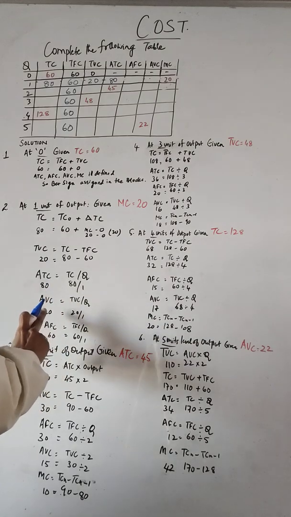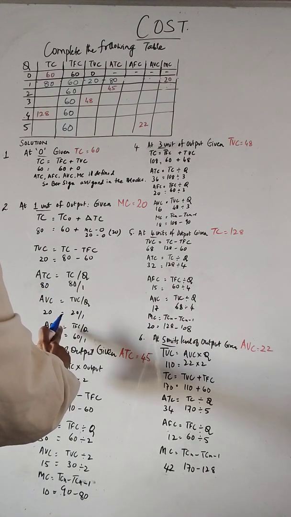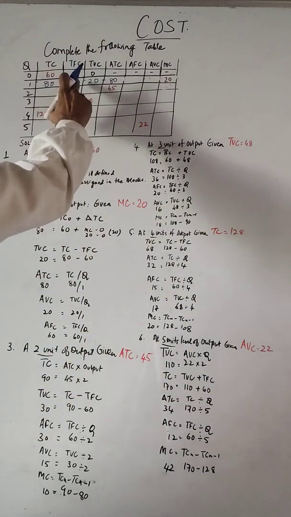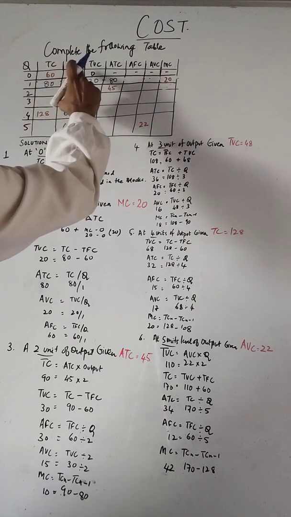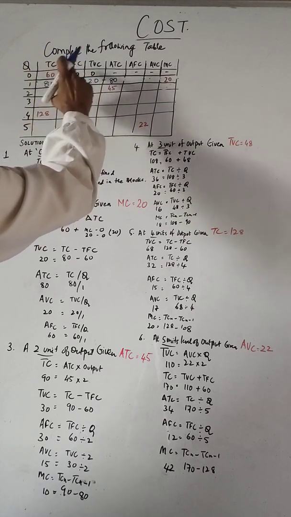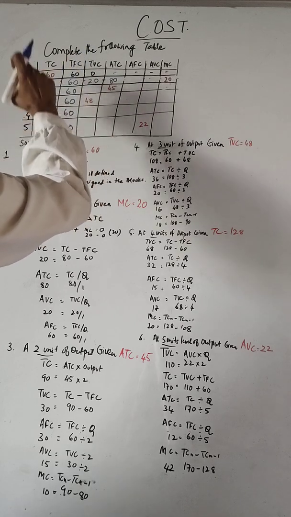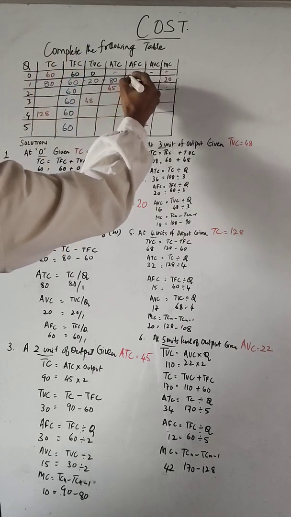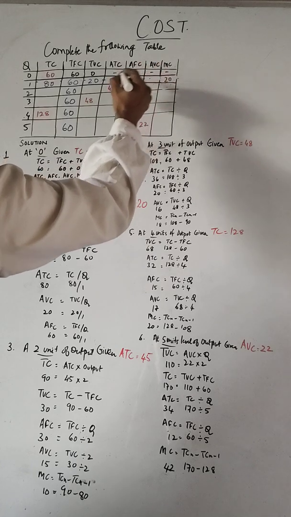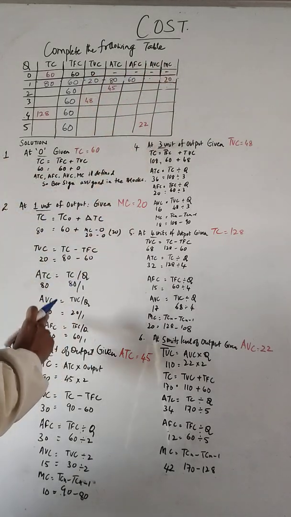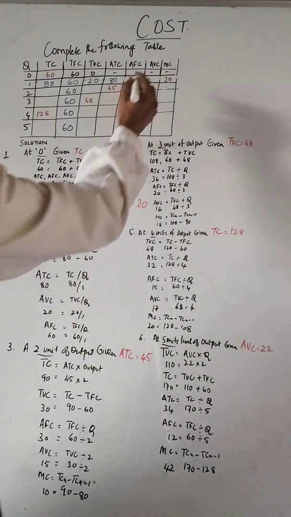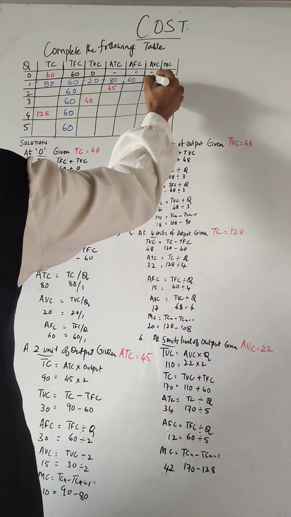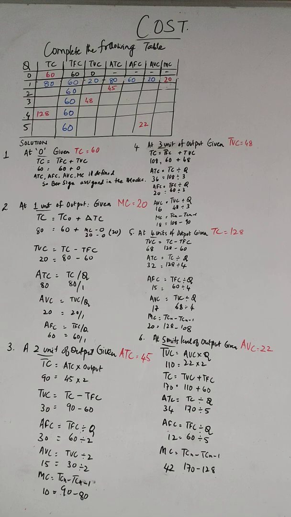So what will be AFC, average fixed cost? Average fixed cost is total fixed cost divided by quantity of output. So TFC divided by the output is 60 divided by 1, which is 60. And what will be the average variable cost? Average variable cost is TVC, total variable cost, divided by output, that is 20 divided by 1, which is 20. I hope that you understand what I am doing.